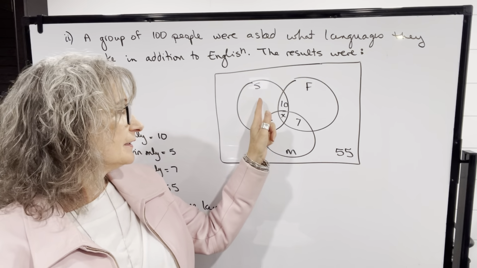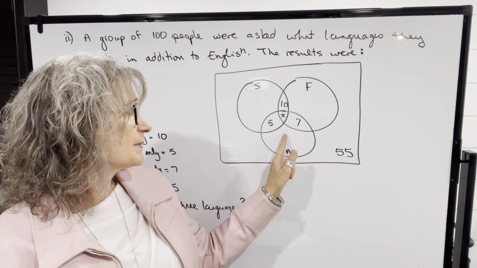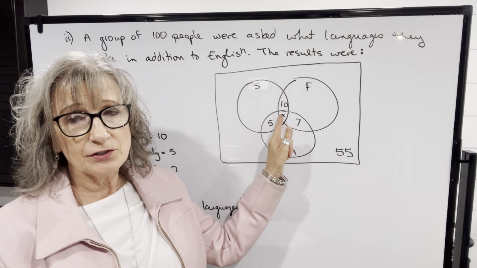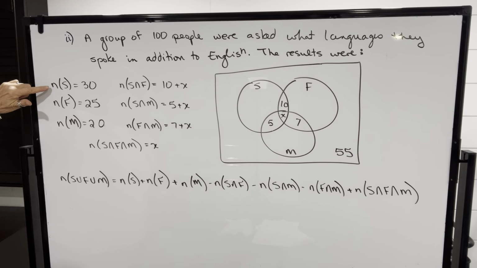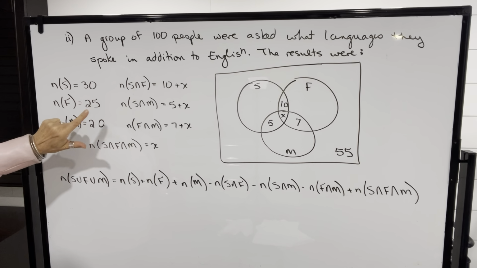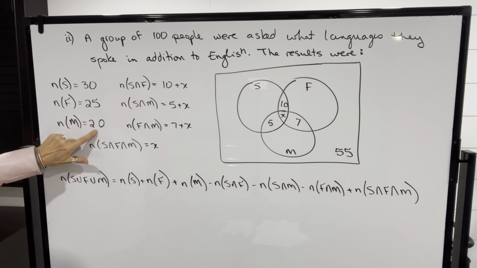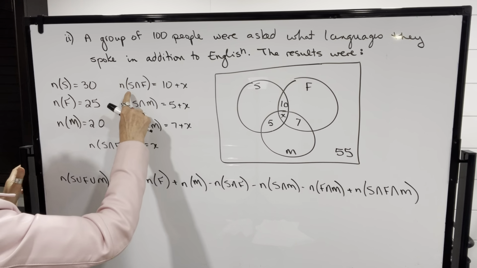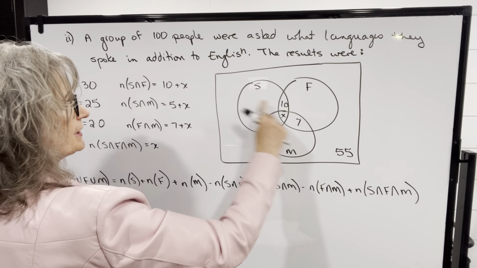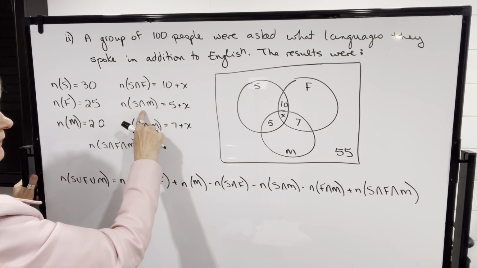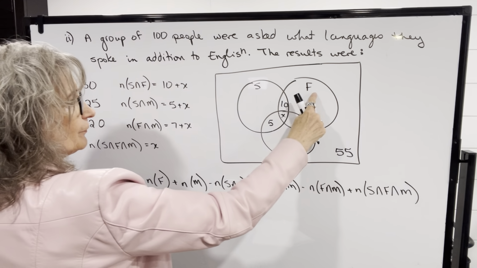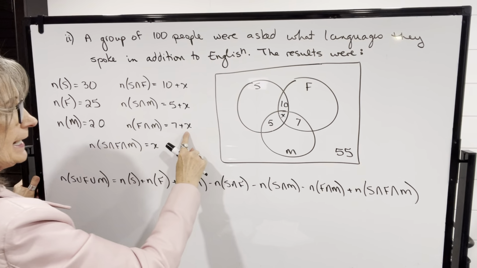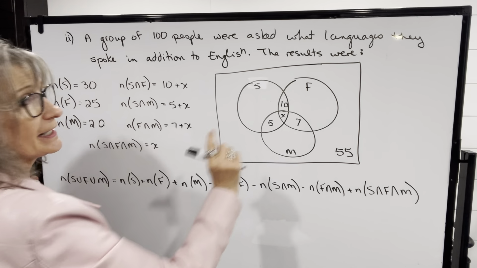In order to find these individual numbers, and specifically the intersection of all three, we're going to use our formula. So what I've done is written in symbols how many are in each category. So 30 speak Spanish, 25 French, 20 Mandarin. And then the intersection of Spanish and French is 10 plus X. The intersection of Spanish and Mandarin is 5 plus X. And the intersection of French and Mandarin is 7 plus X. And the intersection of all three languages is X.